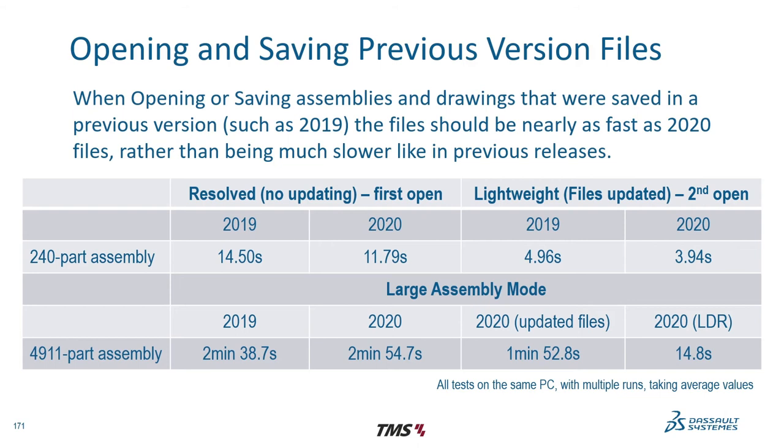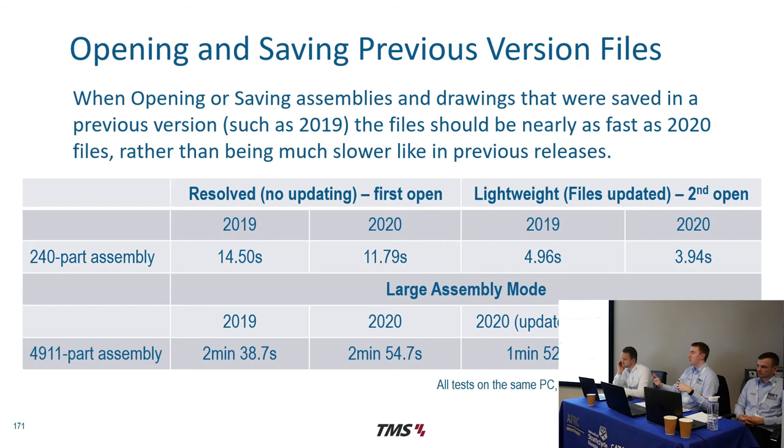In 2019, it opened in 2 minutes 38 seconds. In 2020, that first open, rather than it being 2, 3, 4 minutes slower, like it would in previous releases, we lose 16 seconds the first time we open it. But as soon as I've updated that file, it's about 46 seconds quicker, if I've done the maths correctly. So we lose the 16 seconds the first time, but then are gaining back kind of 30, 40 seconds every other time that we open the file.